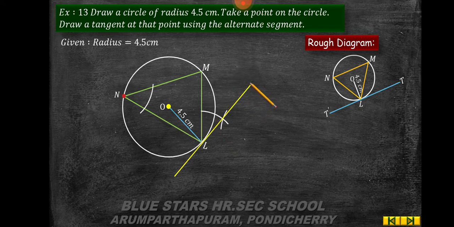Now we have got the tangent. We name the tangent as T and T dash. That's all students, it is very simple. For the steps of construction you just refer to example 4.30 which is on page number 194.